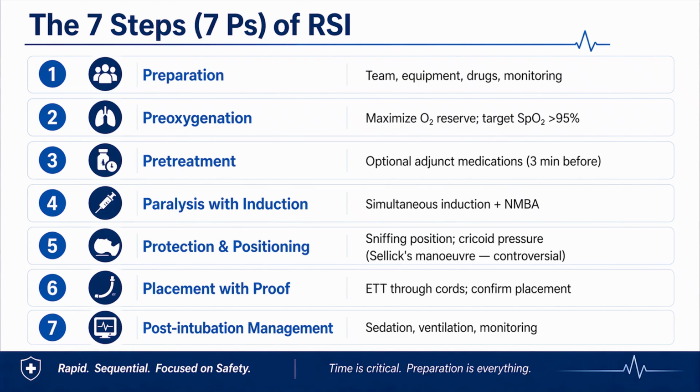Since in the beginning I said RSI is a protocolized approach, the steps are also divided so that we don't miss any. We divide it into 7 steps, that is 7P. First is preparation, second is pre-oxygenation, third P is pre-treatment or pre-medication, fourth P is paralysis with induction. Remember, induction first, then paralysis. Fifth P is positioning and protection. Sixth P is placement of the tube with confirmation. And seventh P is post-intubation management.